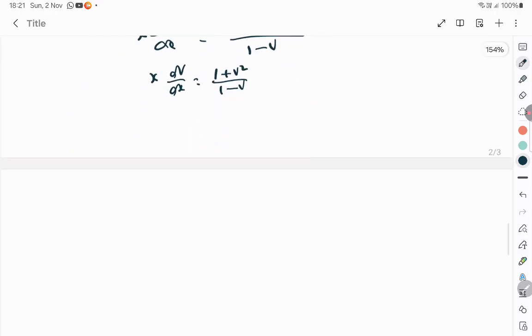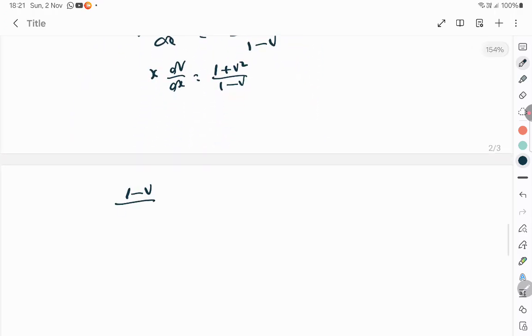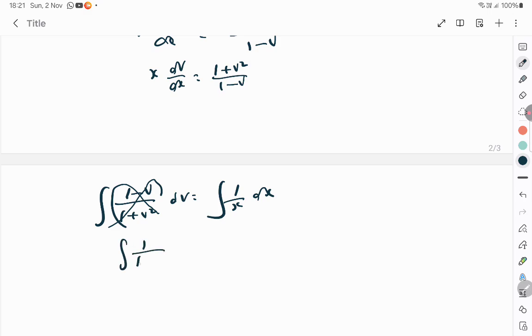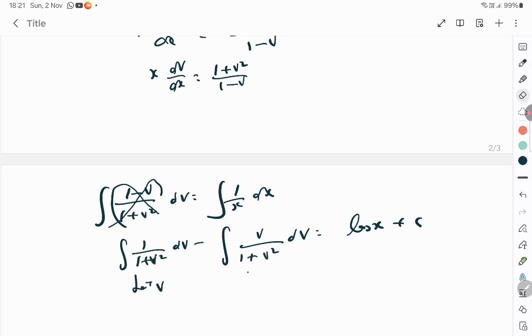Now you can change it into variable separable, taking all the v to one side and all the x to the other side. And you can do a band-aid here. So this will become 1 by 1 plus v square into dv minus v by 1 plus v square into dv. Right side is just log x plus c. But here what will happen? This is tan inverse of v. Here this is t and numerator becomes dt.